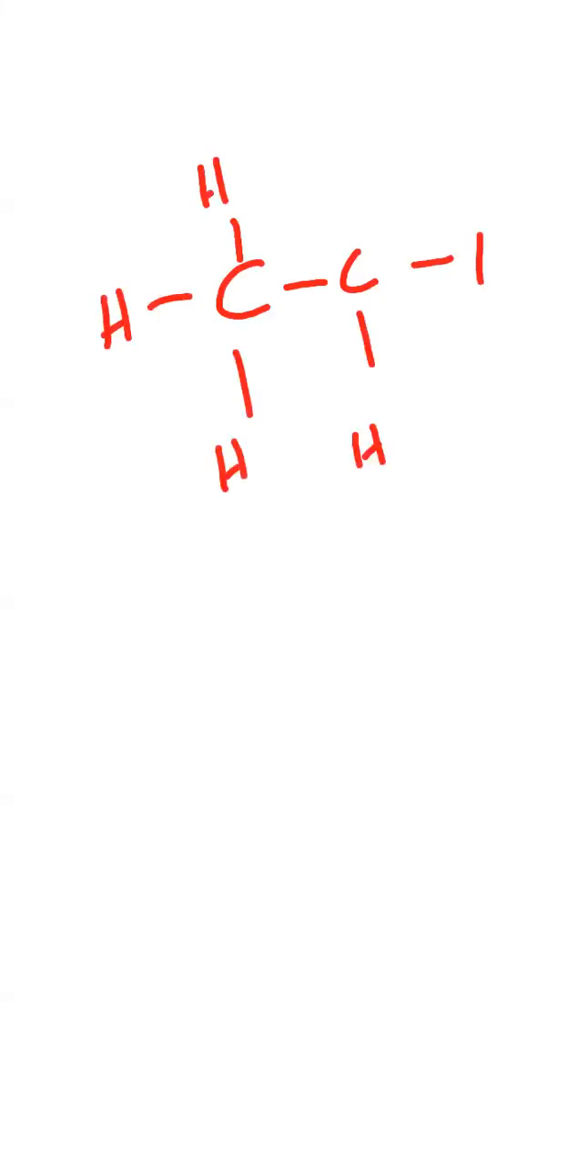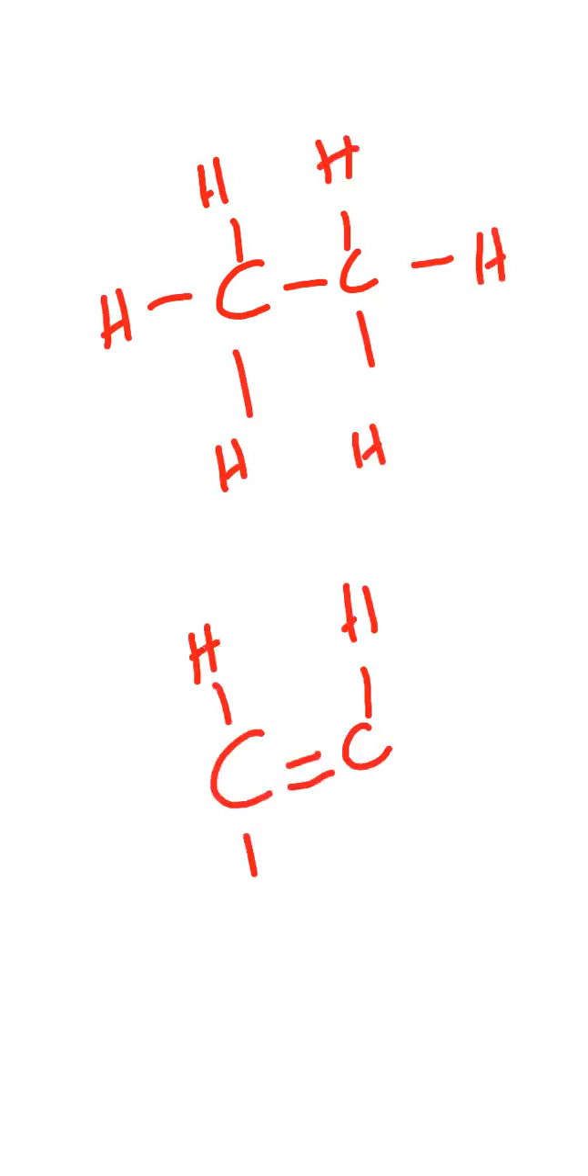Saturation means carbon-carbon single bond. This is a saturated compound. Saturated means alkane, and unsaturated means carbon-carbon double bond. And we have to check unsaturation. I mean, the name of the topic is test for unsaturation: how to check unsaturation of the compound.